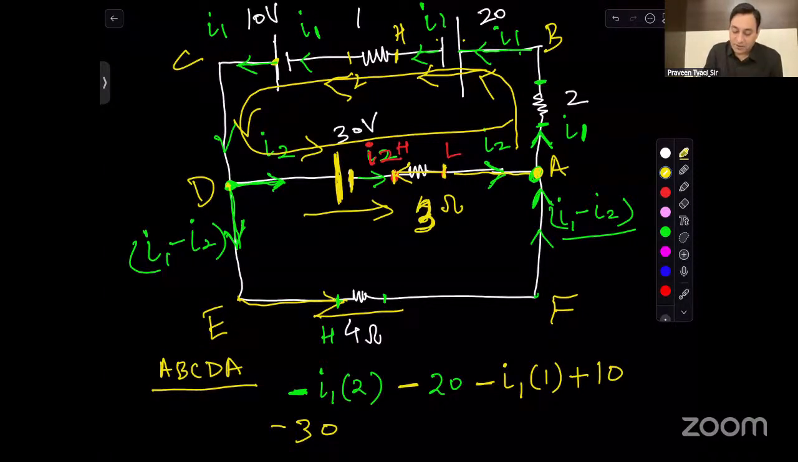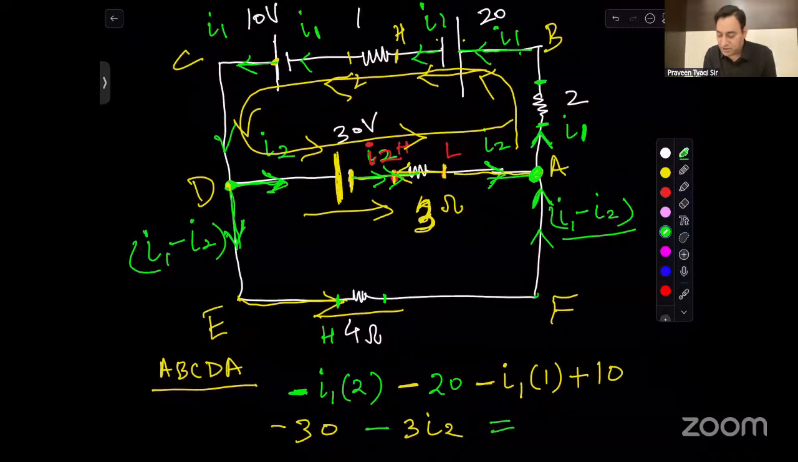Now, I'm moving in this direction, so it'll be I2, 3 I2, IR. I'm moving in the same direction as the direction of current. The current is in this direction, and therefore it will be minus 3 I2. And I reached A, and the total increase in potential should be 0. This is the other equation.